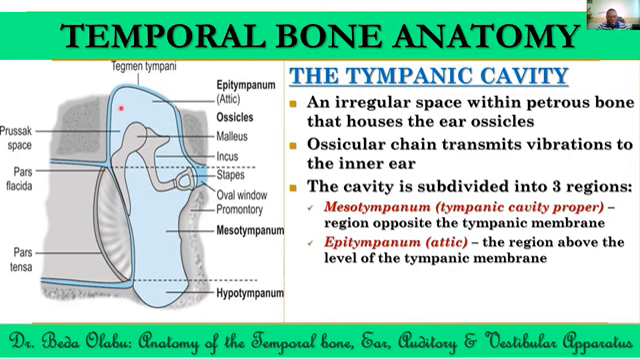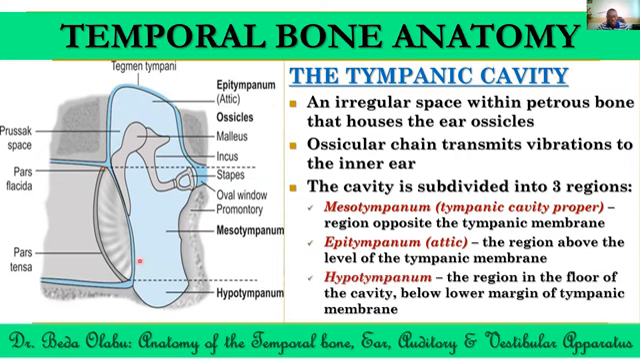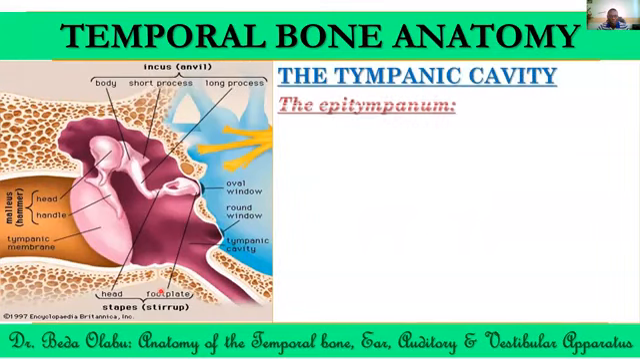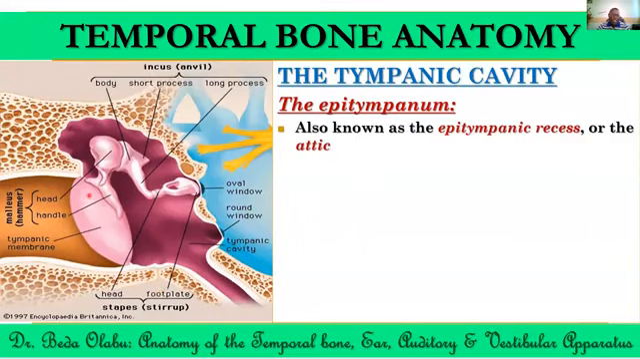Then you have the epitympanum, this region here, the region above the level of the superior margin of the eardrum. And then we have the hypotympanum. This is the region below the level of the inferior margin of the eardrum. So we have the epitympanum, the mesotympanum, and the hypotympanum. Let's begin with the epitympanum. The epitympanum, which is this one, is also called the epitympanic recess or the attic.